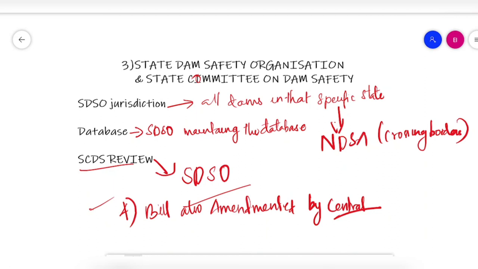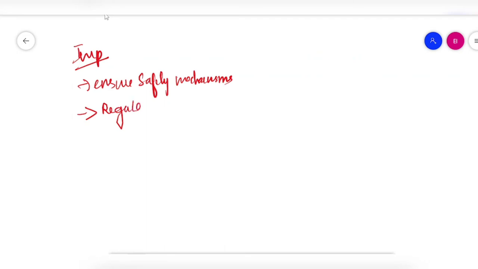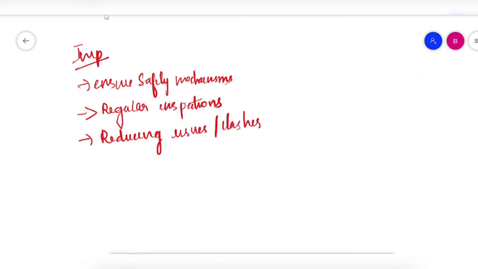Finally, here we will be just going through some importance and drawbacks of this bill. What is the importance of the bill? When we have such an organization which is completely responsible for dam safety in India, it will ensure a safety mechanism, right? And this ensures regular inspections. And this will help in reducing issues and clashes between state governments and people, etc. So such benefits are there with this act.